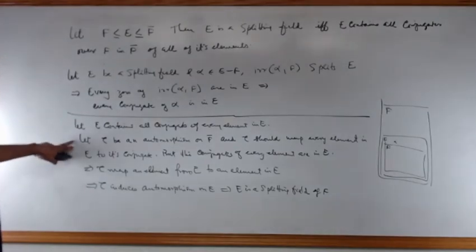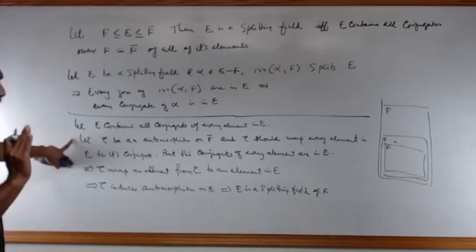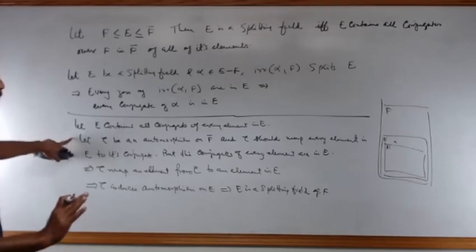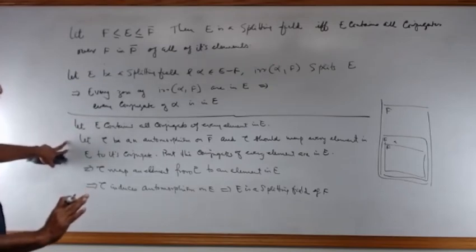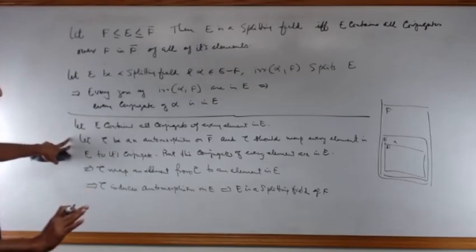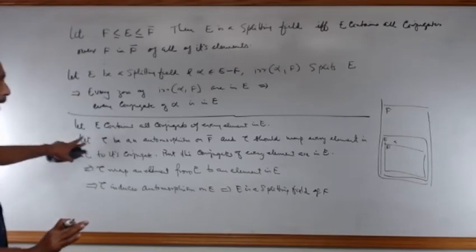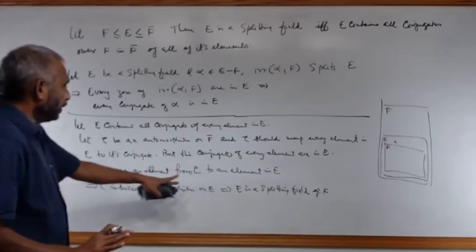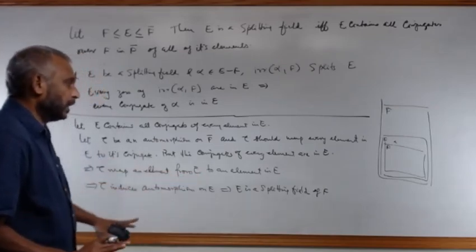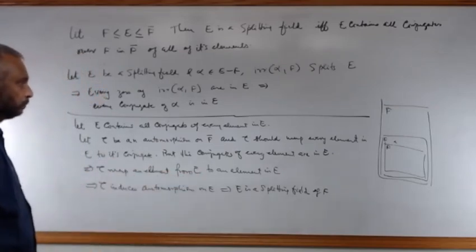The reason why we went to an automorphism is because there is a necessary and sufficient condition for a field to be a splitting field. If every automorphism on F closure induces an automorphism on E, then E is a splitting field. And that is the result we used here.